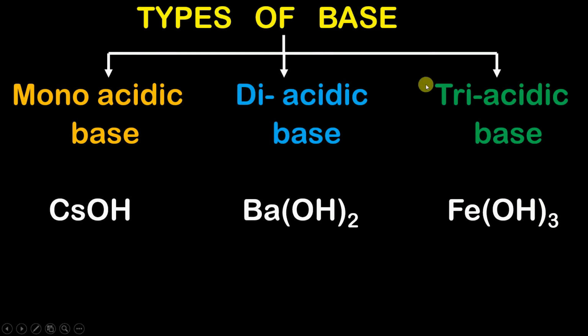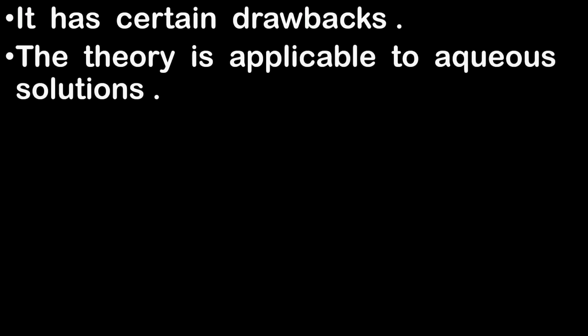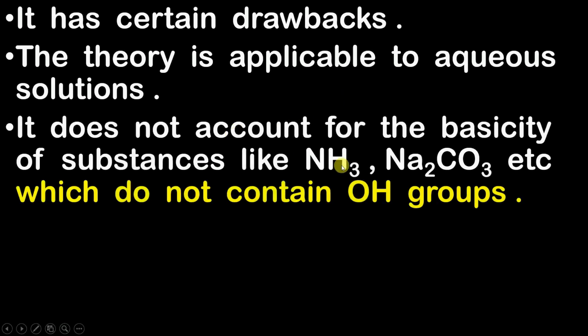Now, although Arrhenius theory accounts for properties of many acids and bases, it has certain drawbacks, or you can say certain limitations. For instance, the theory is applicable to aqueous solutions. As you have seen, we were adding the acid and base to water. Aqueous solution is nothing but a solution where water is the solvent. And it does not account for the basicity of substances like NH3, Na2CO3, etc., which do not contain OH groups.